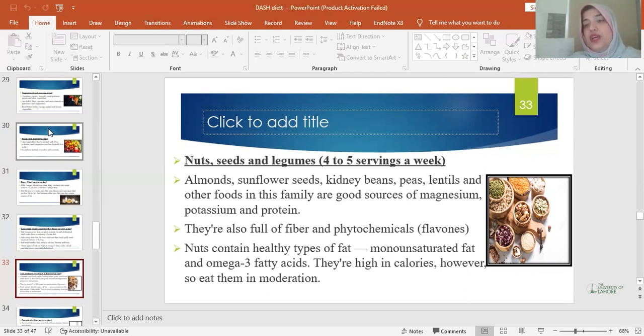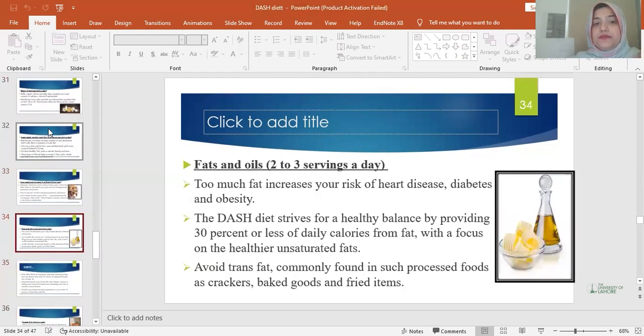Whatever food item you are eating, please focus on quantity as compared to an unlimited amount of food. Fats and oil, restrict yourself to at least 2 to 3 servings a day. Too much fat increases your risk of heart disease, diabetes, and obesity.